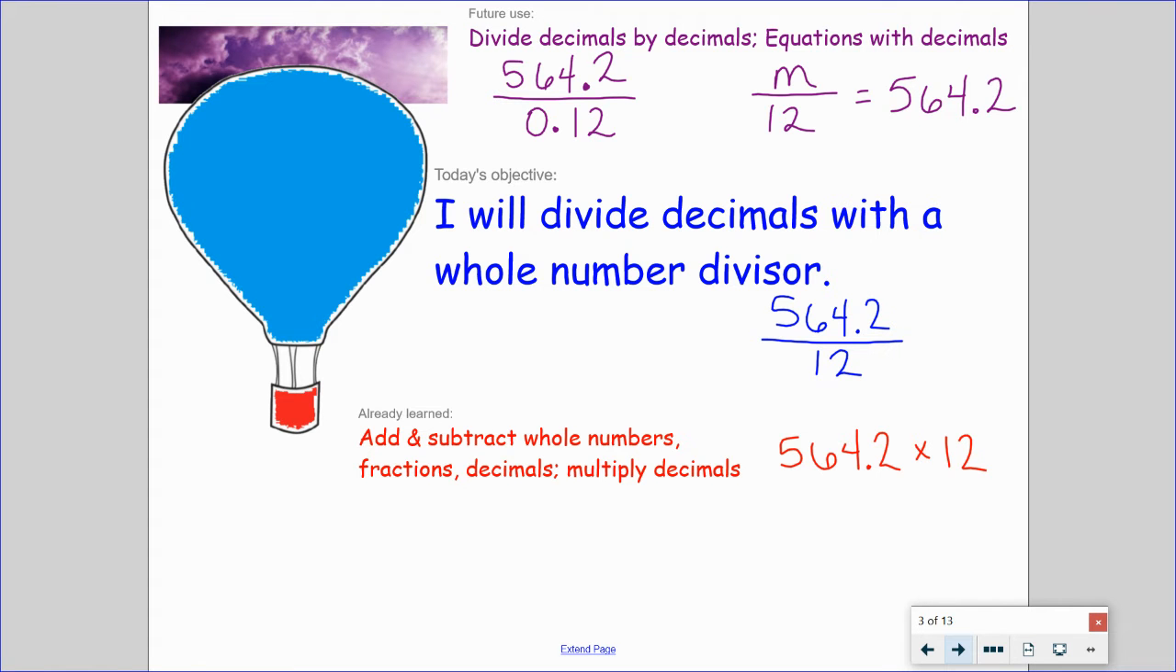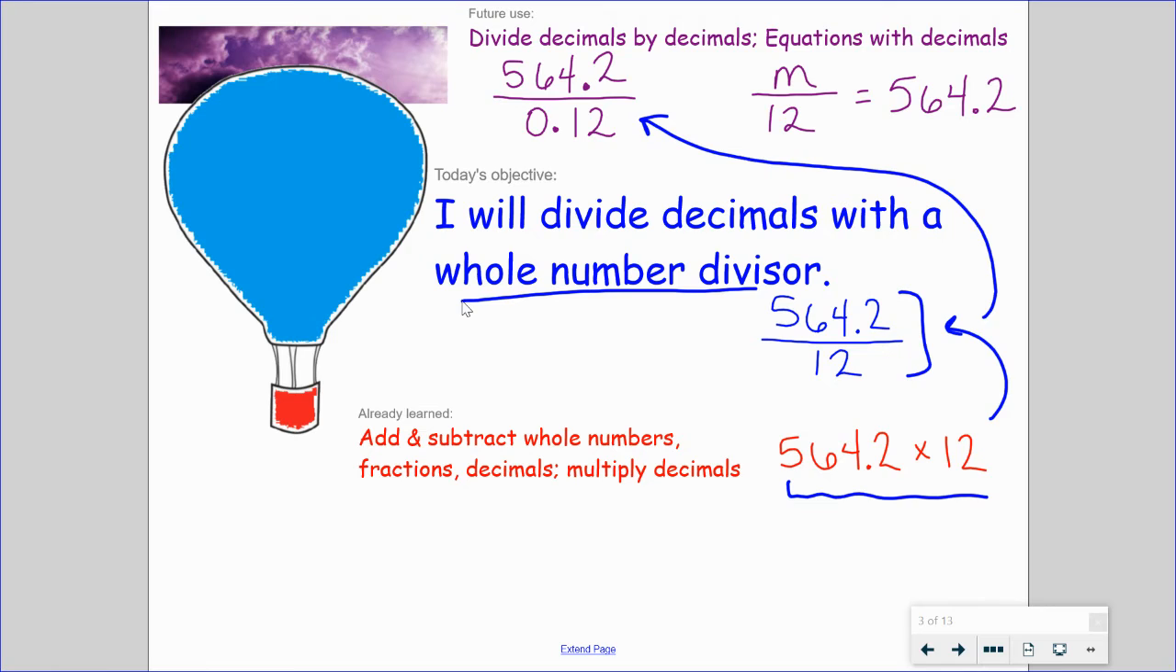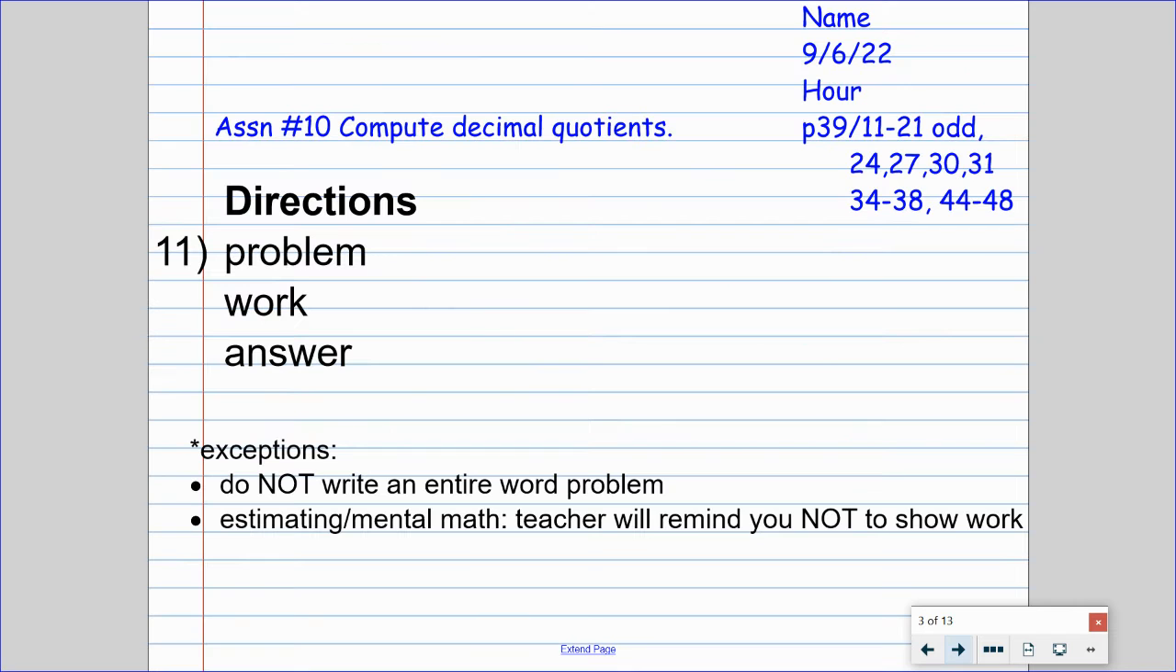All right, folks, goal today will be to divide decimals with a whole number divisor. That's going to look like this, 564 and 2/10 divided by 12. Think about where we've been, multiplying decimals, to where we're going now, dividing decimals by whole number divisors. And eventually, we'll be dividing decimals by decimal divisors. And of course, we will need multiplication and division of decimals with one-step algebra.